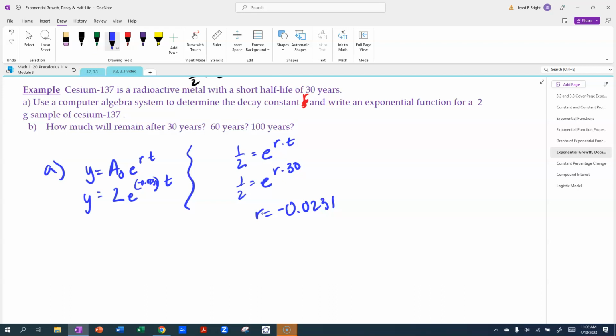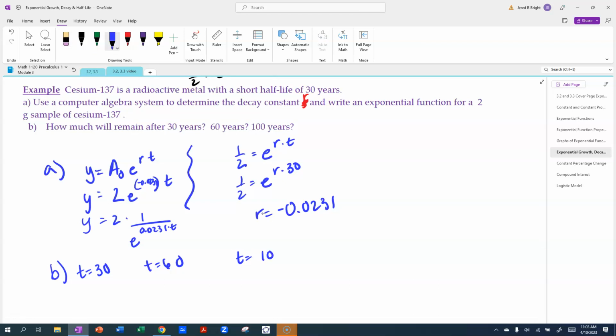Again, with negative exponents, we could make it positive if we wanted to. We could write this like 2 times 1 over e to the positive 0.0231 times t. That could work as well, but you don't have to. Then part B is just saying when t is 30, when t is 60, and when t is 100.